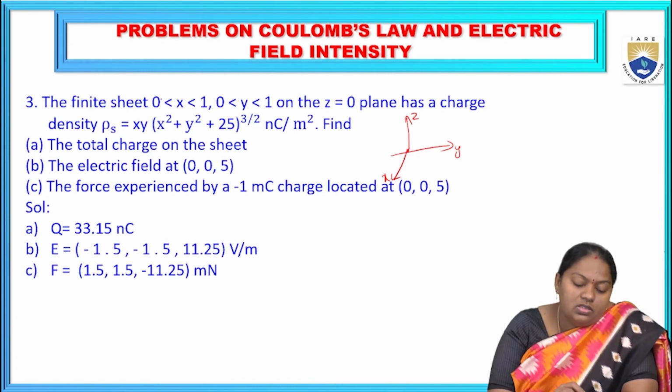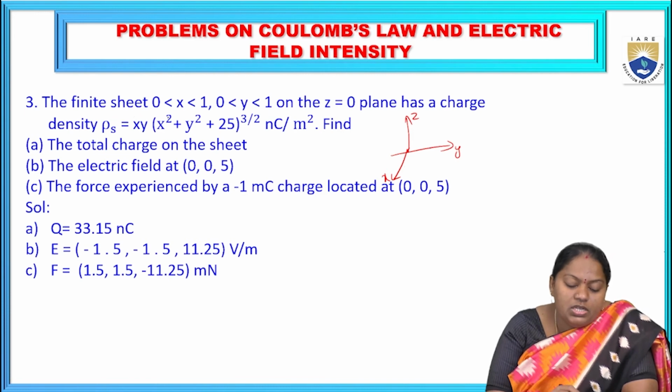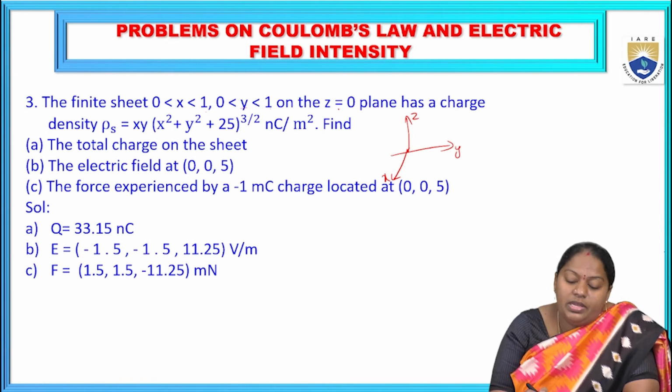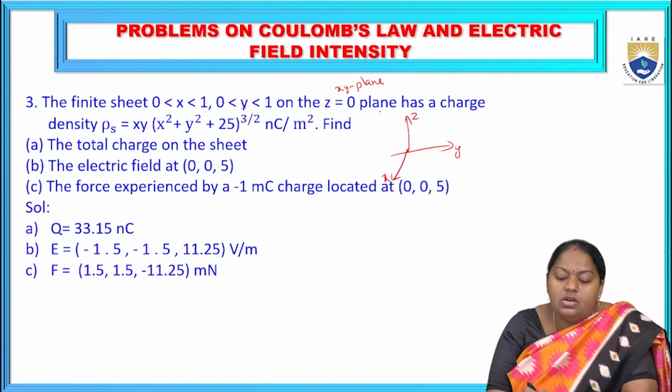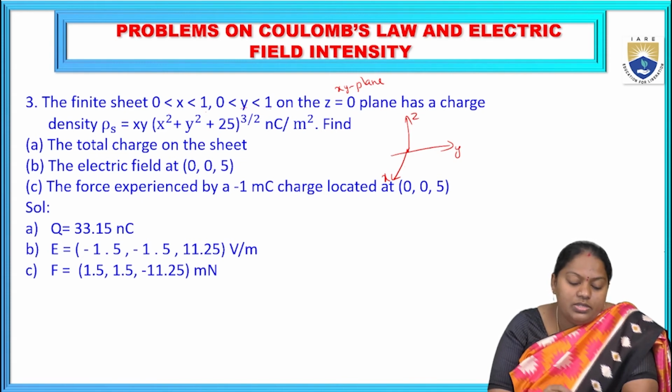Right? So that is given here. The finite sheet 0 less than x less than 1 and 0 less than y less than 1 means which plane is given? The XY plane is given, on the z equal to 0 plane. The z equal to 0 plane represents the XY plane. So the finite sheet 0 less than x less than 1, 0 less than y less than 1 on the z equal to 0 plane has a charge density.